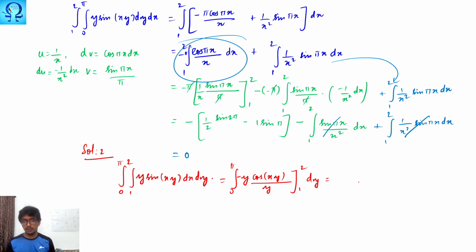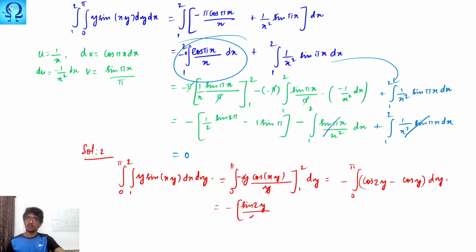So when you give x is equal to 2, this y and y get cancelled, minus we have outside 0 to pi. When you give 2 to y, it is going to be cos 2y minus cos y. So this is what we have. So it is minus times of, when you integrate cos 2y, it is going to be sin 2y upon 2 minus sin y over 0 to pi. Whether you give sin 2 pi or sin pi or sin 0, all the things are 0. So you are getting it to be 0.